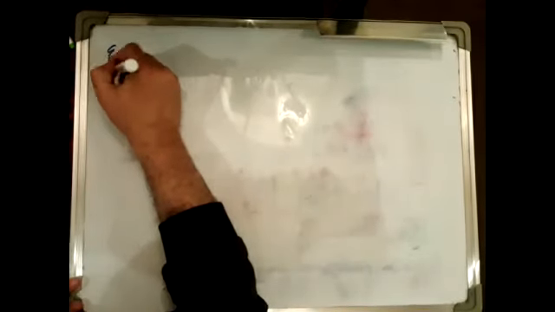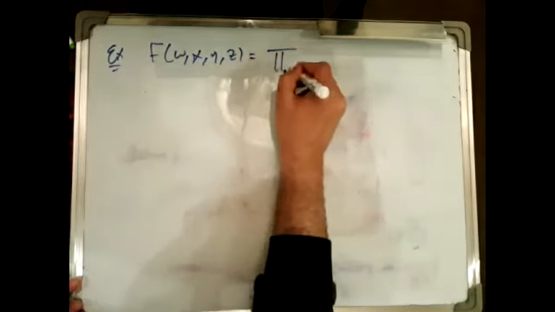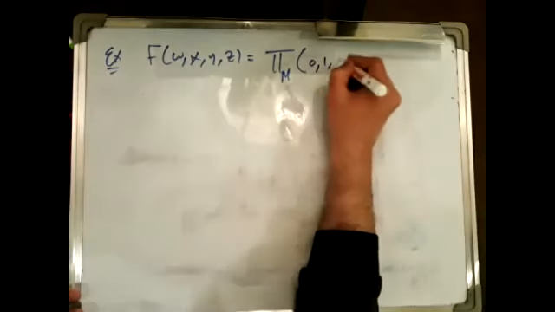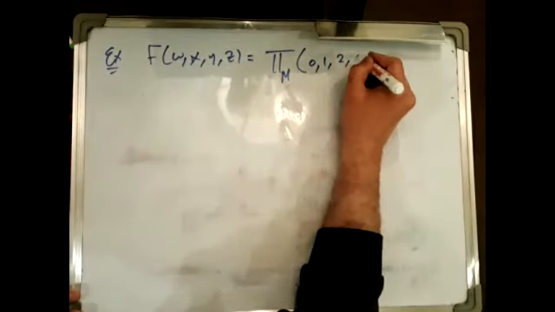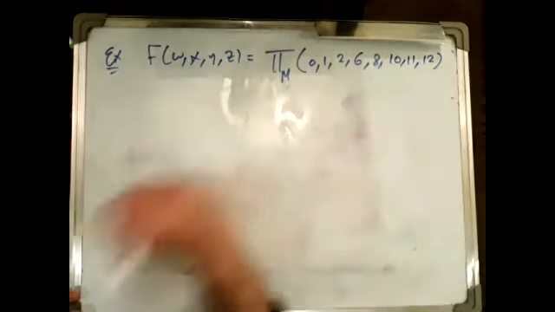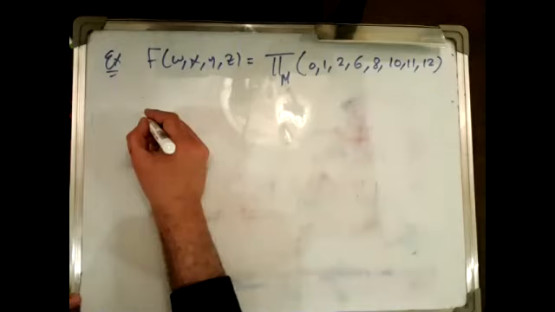Okay. Example, given f of w, x, y, z equals product of max terms, 0, 1, 2, 6, 8, 10, 11, and 12. So same thing, we need to draw the K-map, fill the K-map, find the prime implicants and identify which of these prime implicants is an essential prime implicant. So straightforward.